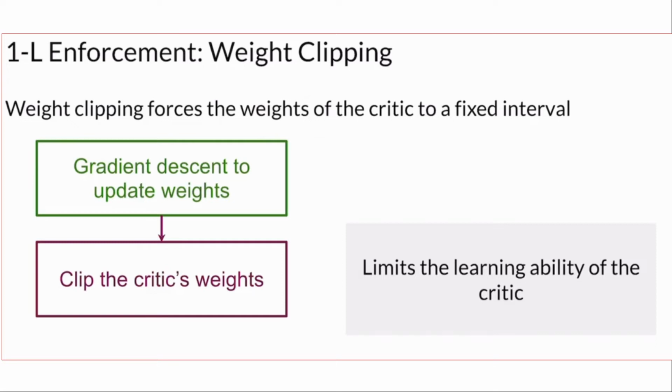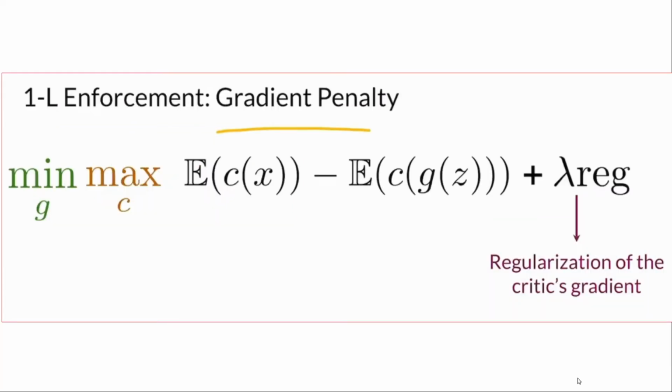So there's a lot of hyperparameter tuning involved in this case. And now the second method of ensuring one Lipschitz continuity condition, which is gradient penalty. And this is a much softer way to do the job. So with gradient penalty, all you need to do is add a regularization term to your loss function, like right here, this term, lambda reg.